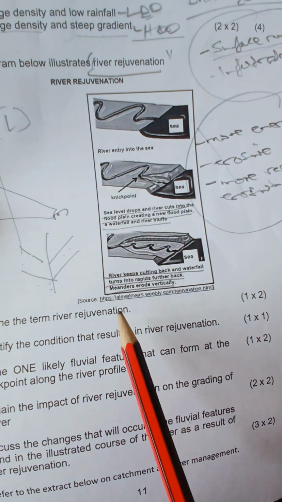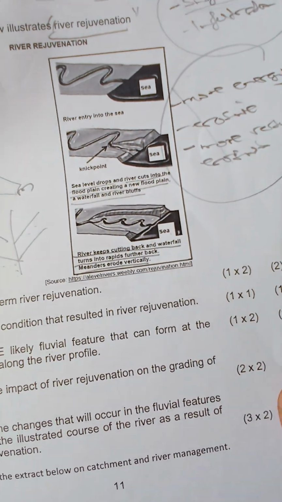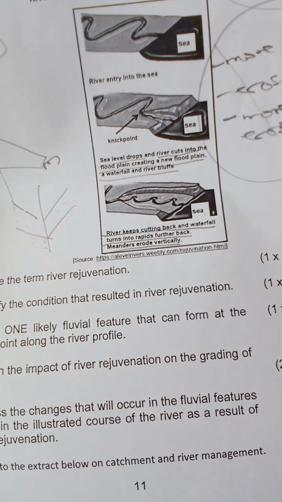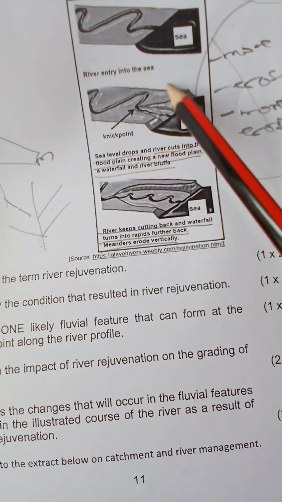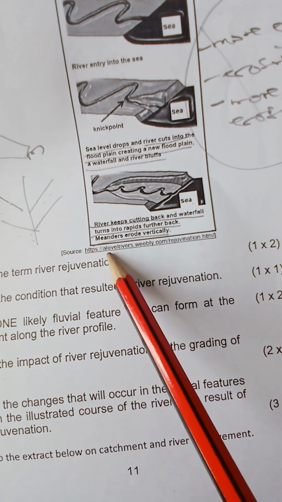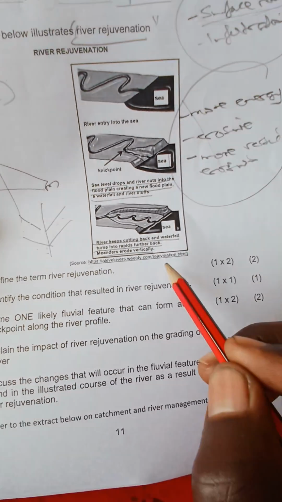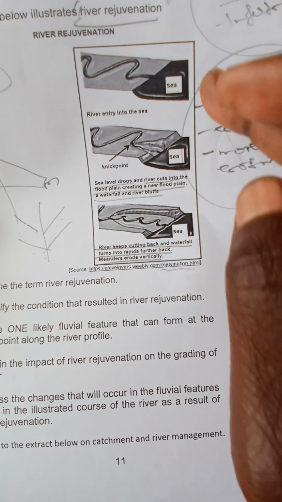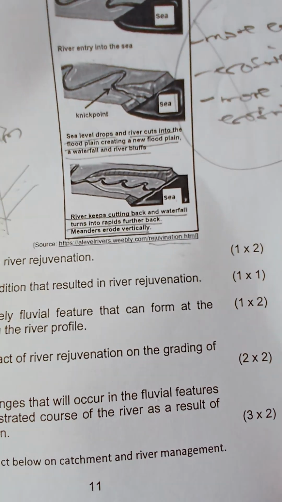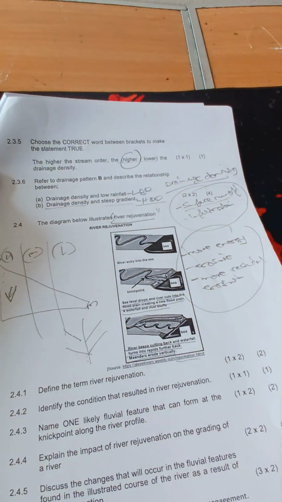Remember I was telling you guys, where did we get this picture? Where did the setter of this paper derive this from? You can see the source, https, level rivers Weebly rejuvenation. So obviously you can see now it's even written, that's rejuvenation. This is the process that is being assessed here, the process that is being depicted in this picture. All right, so let's go through the question now.